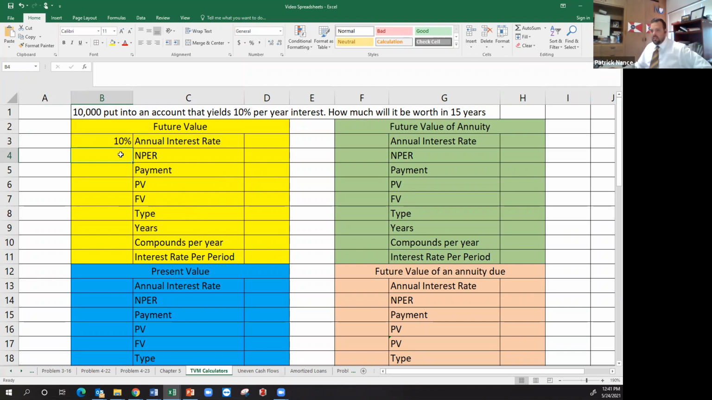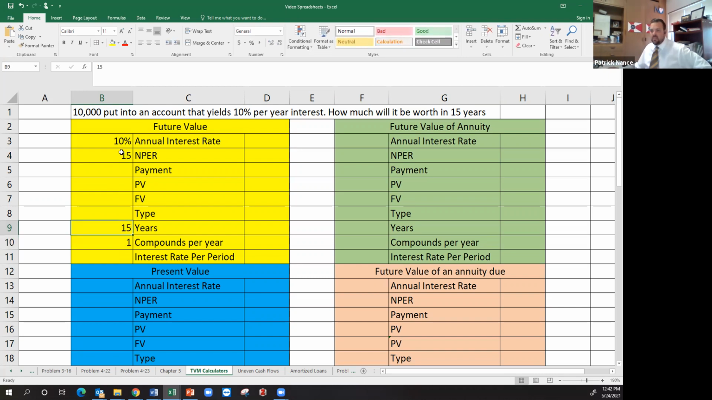The number of periods, so that one's a filled-in field. The number of periods is going to be the number of years times the number of compounds per year. So I'm going to enter that as a formula here. I'm going to take the number of years times the number of compounds per year. I know right now it's 0. In this case, it's just annual, so it compounds once per year, and I want to know what it'll be worth in 15 years.